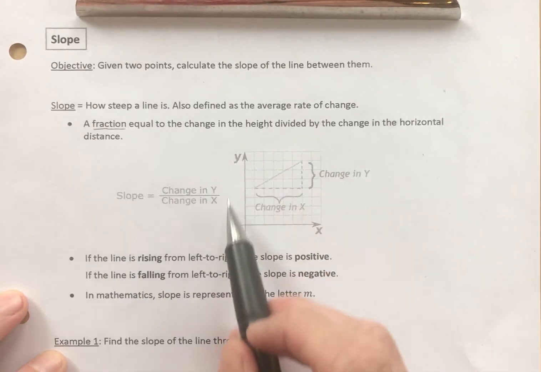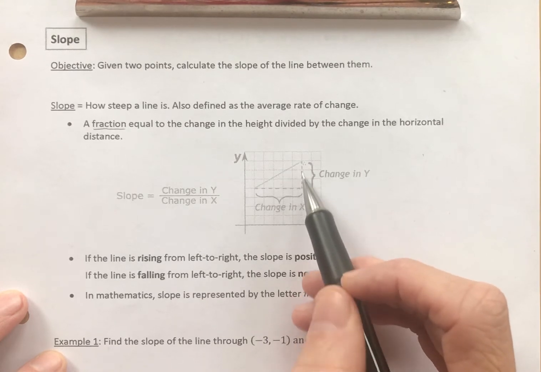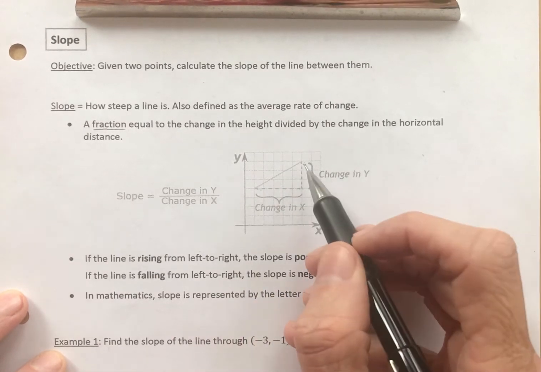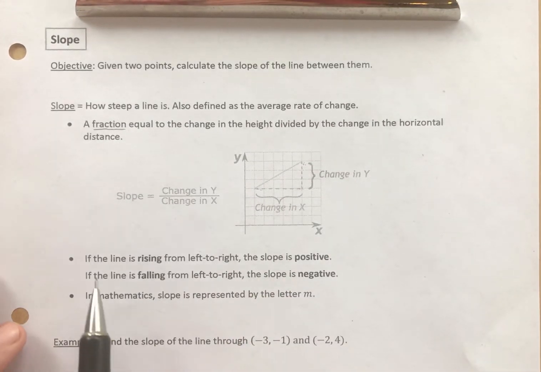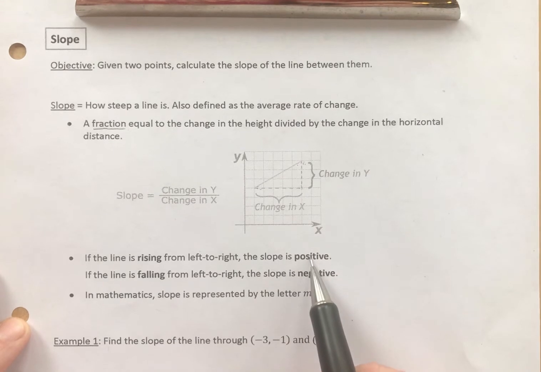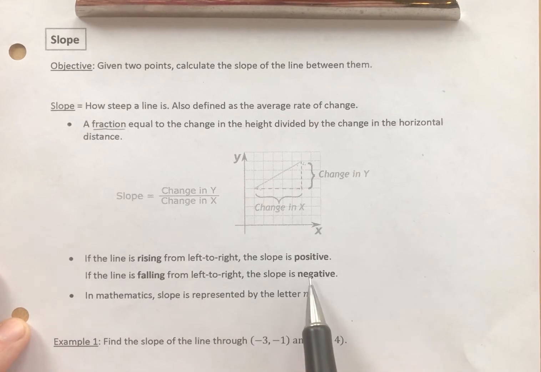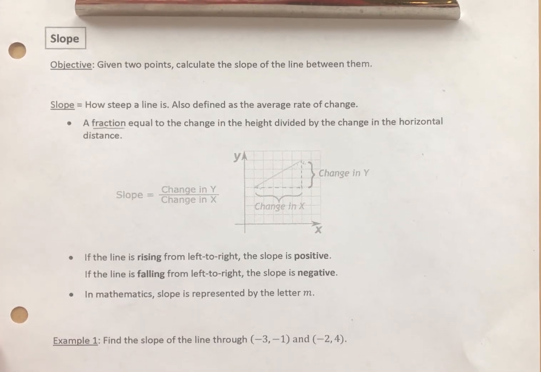So we have here a line from here to here. The slope is the change in the y direction, the change in the height, divided by the change in the x direction. So how far up or down, divided by how far over. If a line is rising from left to right, such as this one, the slope is positive. If the line is falling from left to right, the slope is negative. And finally, in mathematics, the slope is generally represented by the letter m, which we'll see coming up in our slope-intercept form of a line.